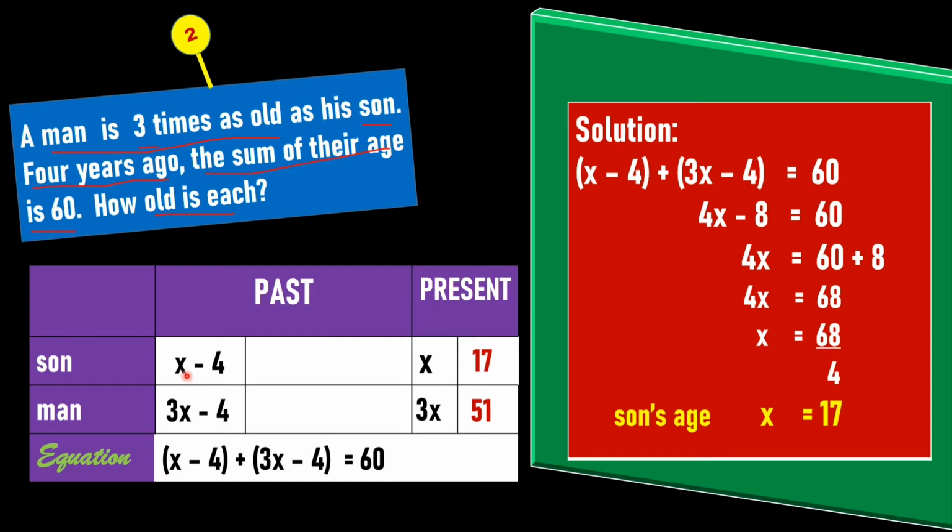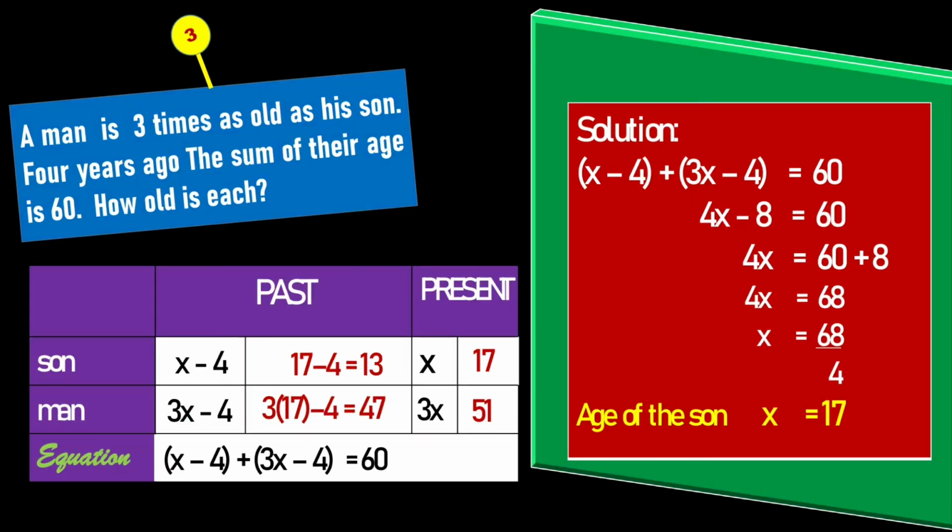So 4 years ago, substitute natin itong 17 dito sa x. 17 minus 4 is equals to 13. So 3x, 3 times 17 minus 4 equals 47. Let's check. Si Man ay 51 years old, which is 3 times as old as his son, which is 17 years old. Then 4 years ago, the sum of their age is 60. So 13 plus 47 is equals to 60.